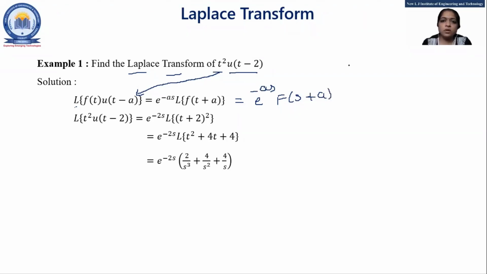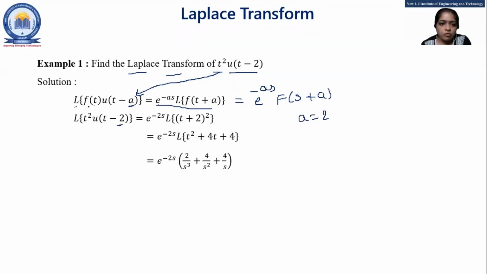This is f of (s plus a). Okay. If you are confused in this formula, then you may also write e raised to minus as f of (s plus a). Okay. See, for this question, Laplace of t square u of (t minus a). First, tell me what is the value of a in this example. If you compare both, your value of a is 2. Your value of a is 2. So here a equals 2, right?